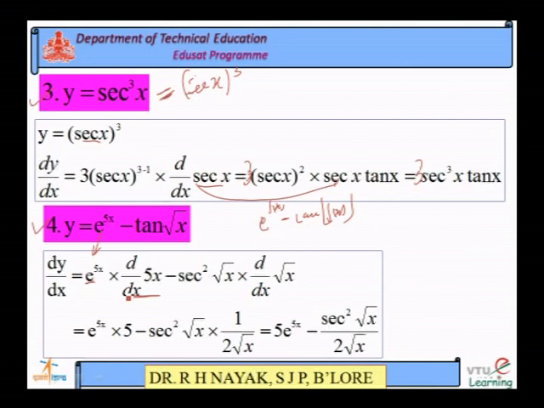Minus the differentiation of tan of function. Differentiation of tan of function is secant square of function into d by dx of the function. e to the power of 5x into differentiation of 5x, which is 5 into 1, that is 5, minus secant square root x taken as it is, and find the derivative of root x. Differentiation of root x is 1 by 2 root x. Combining these, 5 e to the power of 5x minus secant square root x divided by 2 root x.